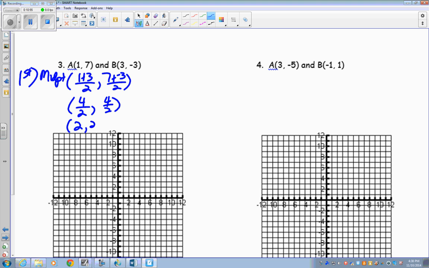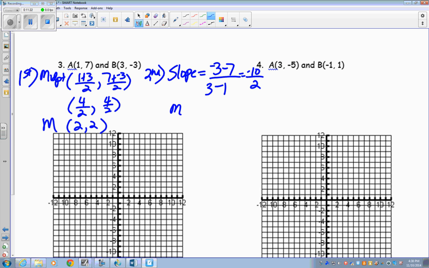So 2, 2 is the midpoint. Then we look at the slope. We're going to do negative 3 minus 7 and 3 minus 1, and then simplify that. Negative 3 minus 7 would give me a negative 10 over 2. So the slope is negative 5. But step 3 says that we are not going to use that slope. We're going to use the perpendicular slope, which is 1/5.